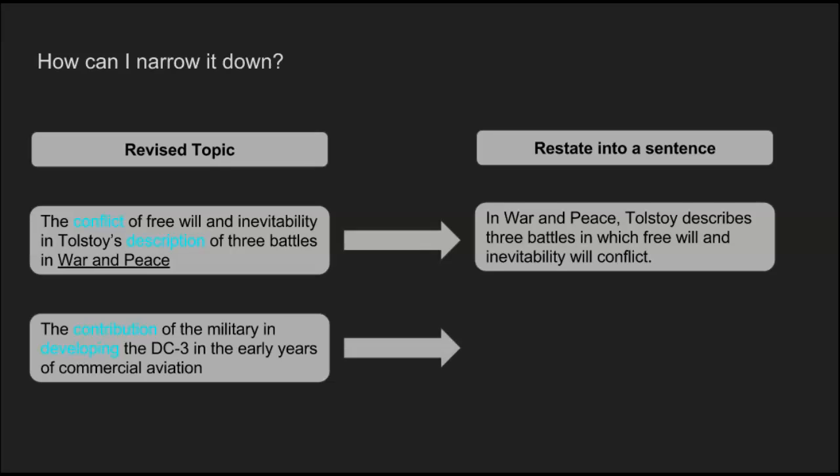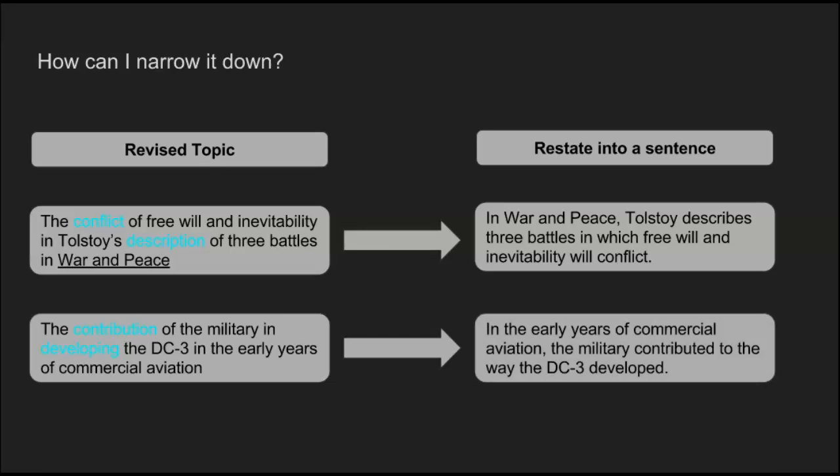Okay? Contribution of military in developing the DC-3 in the early years of commercial aviation. Again, it turns into, in the early years of commercial aviation, the military contributed to the way the DC-3 developed. Okay, now you've got something to work with, and all we've taken are those words that are action and relationships, and we've turned it into an active sentence. And this can become your thesis that you're working with, all right? To see if the military contributed to the development of the DC-3. So what were their contributions and how was it developed? Now you've got stuff that you could write about and look for.